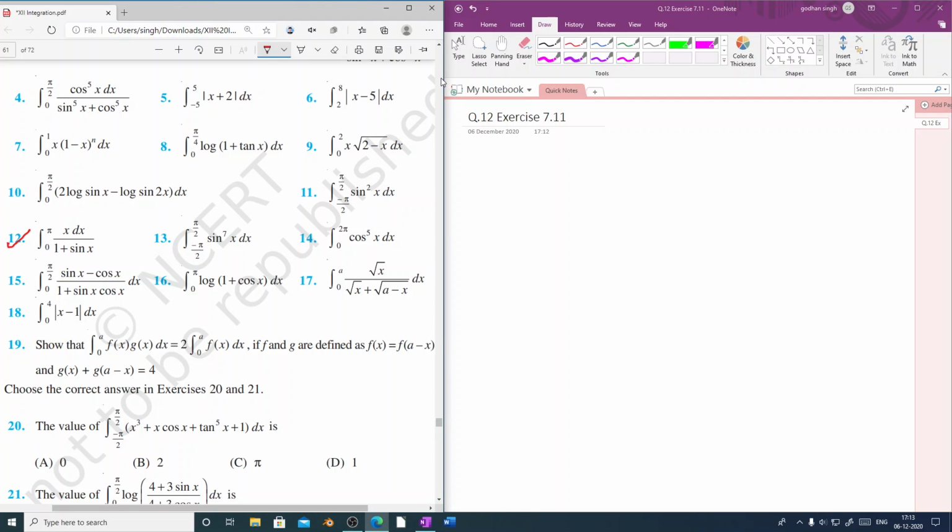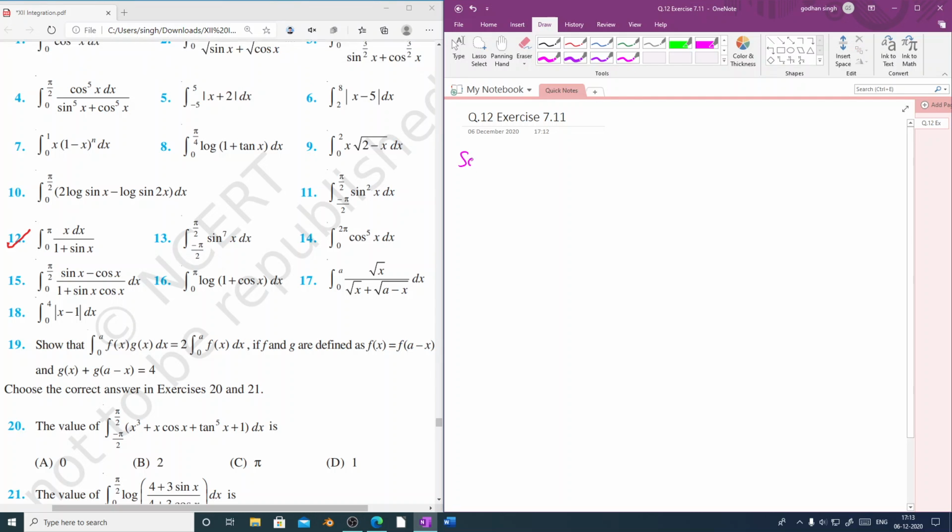Question number 12, exercise 7.11. So we have to integrate from 0 to pi x dx over 1 plus sin x. Solution 12: I equals the integral from 0 to pi of x dx over 1 plus sin x. So here we will be applying the P4 property, and that is equation number 1.